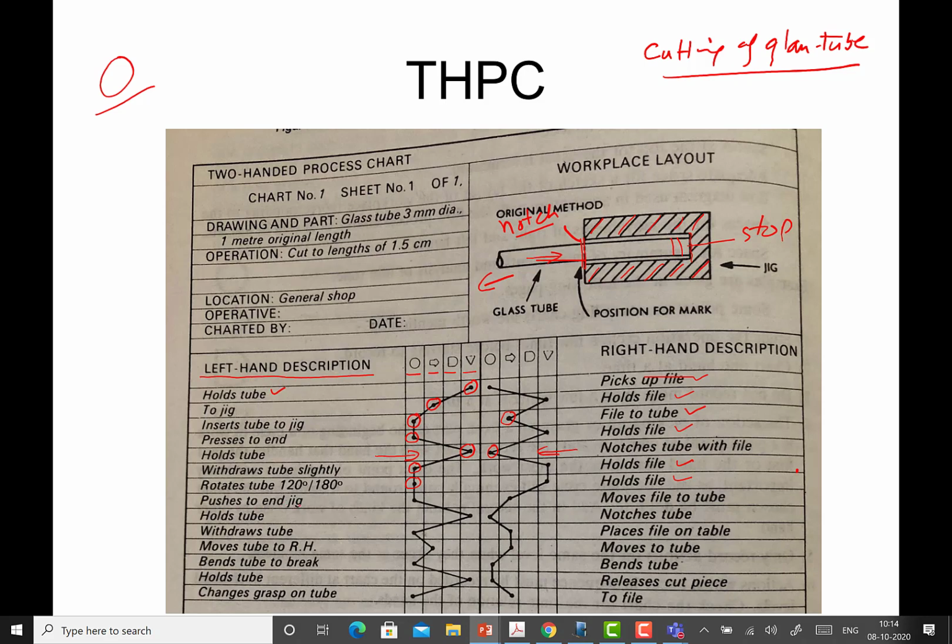Then pushes to the end of the jig, and moves the file to the tube. So here you'll see the tube is held, the tube is withdrawn, then moves the tube to the right hand side, then bends the tube to break it, and holds the tube, and then changes the grasp on the tube so that it can be delivered. On the other hand, if you see what the right hand is doing, it moves the file to the tube, notches the tube, places the file on the table.